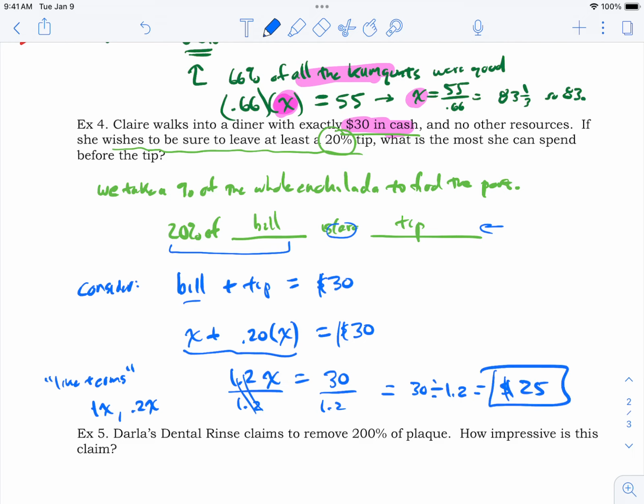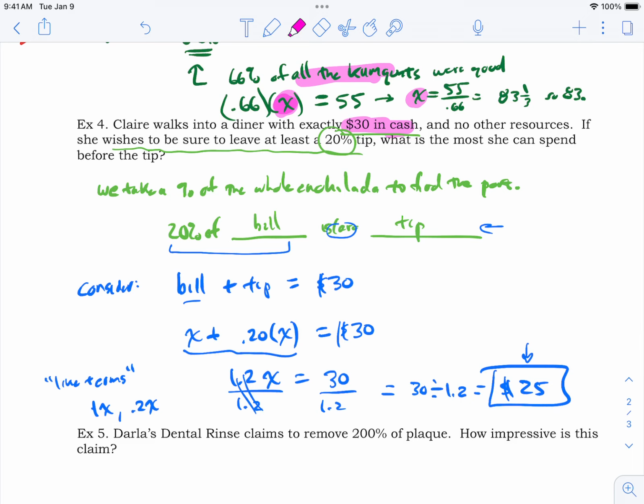Which means we might have been able to just guess our answer to this one. But consider $25. If that's the bill that they hand you, hey, you owe us $25. Well, 20% is another way of saying 1/5, because 20 over 100 is 1/5. And 1/5 of 25 means take the 25 divided by 5. You get $5 for a tip. 25 plus 5 is 30. Yay, it worked.